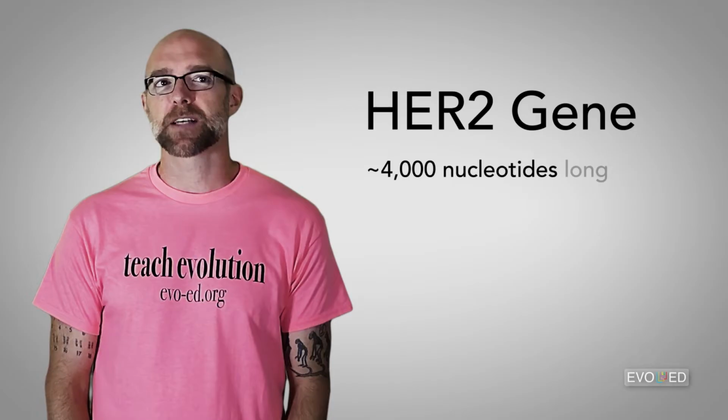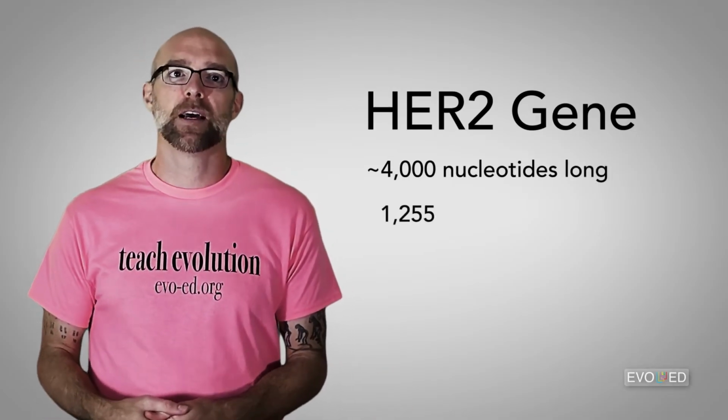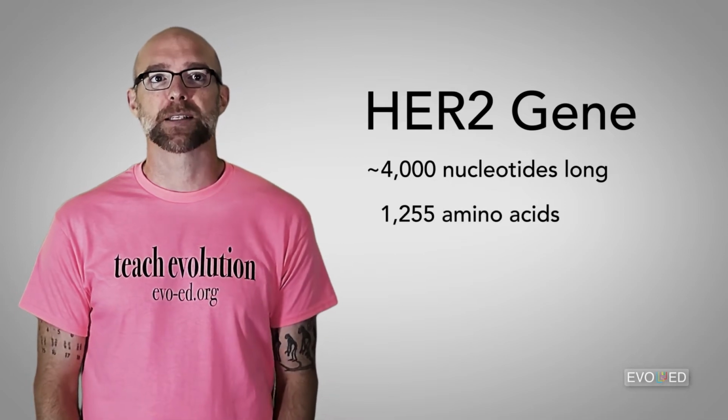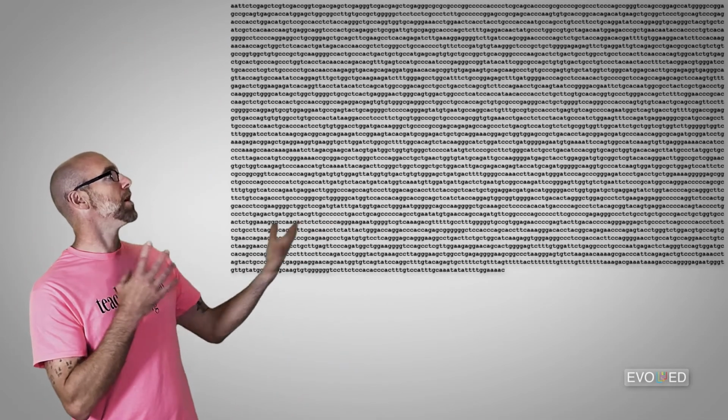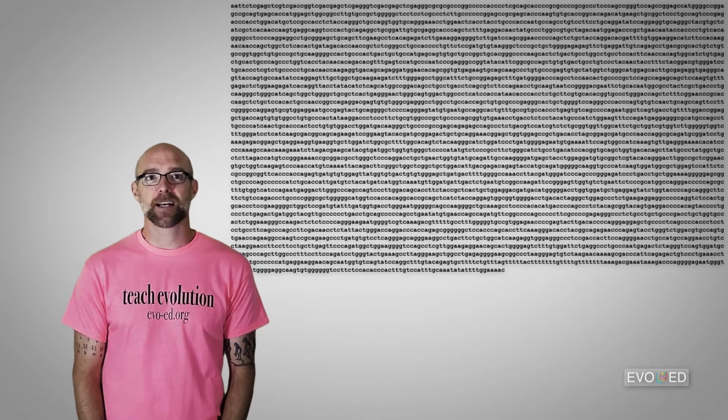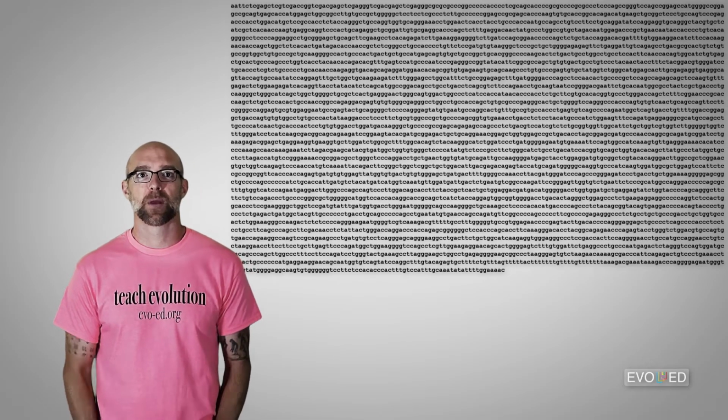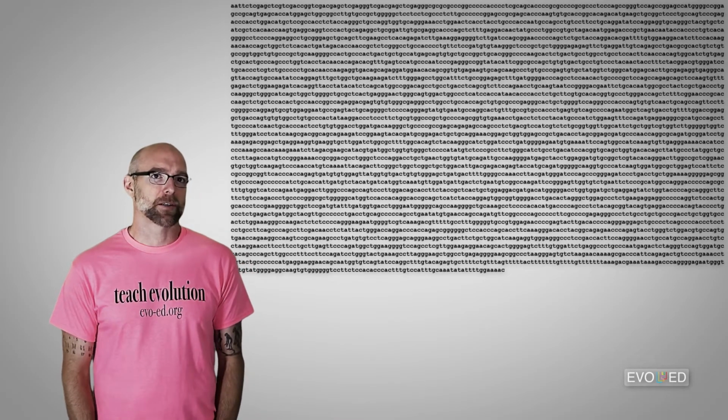The HER2 gene is about 4,000 nucleotides long and codes for a string of 1,255 amino acids. Here's all the nucleotides of the gene's exons strung together. Now here's the interesting part.